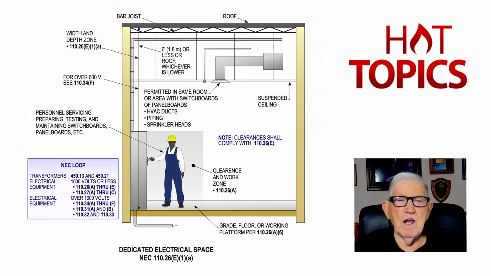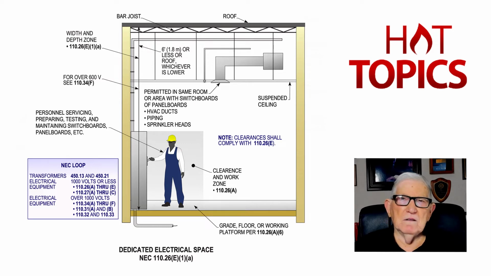Now the next rule is your headroom. It's 6.5 foot minimum, or the height of the equipment, whichever's greater. In this illustration, the equipment height is greater. So we would acknowledge that. And then, of course, you have your transformer sections that you look at in 450.13 and 450.21. 1,000 volt or less equipment and equipment over 1,000 volt. Those sections are listed there in a loop for you to look at. Plus your dedicated clearances, 110.26(E), which is above the illustration.